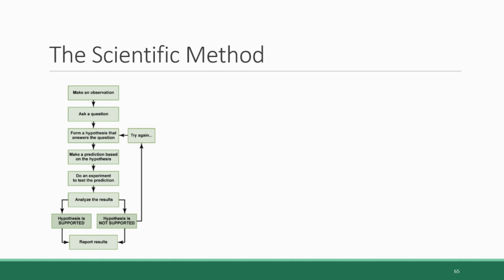The process of testing a hypothesis follows a series of steps that are commonly referred to as the scientific method, laid out in this flowchart here. The scientific method starts with an observation that sparks a question or introduces a problem. You then move to propose an explanation, in other words, a hypothesis, that answers that question.